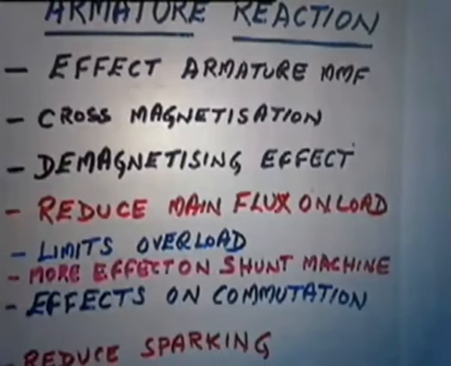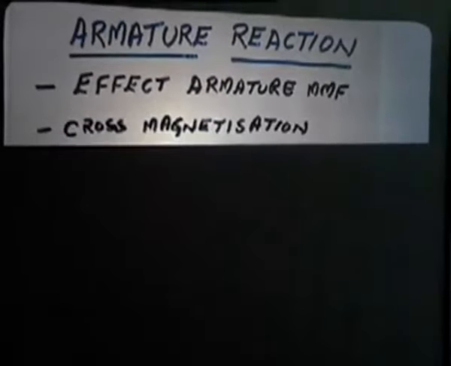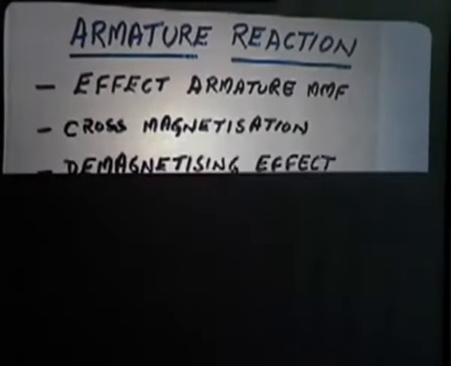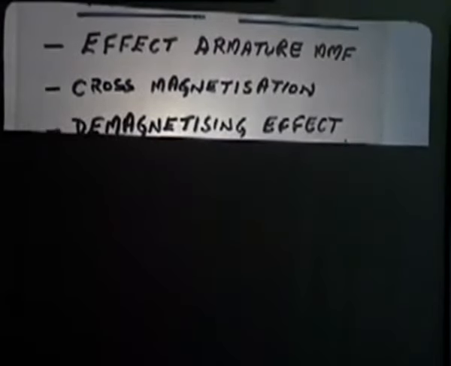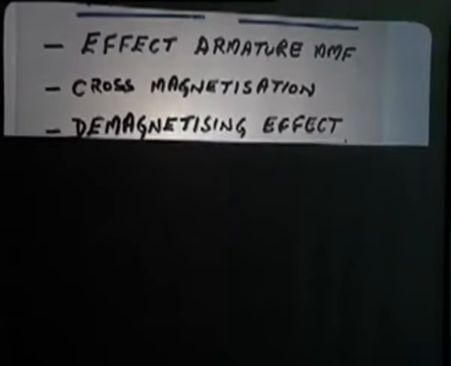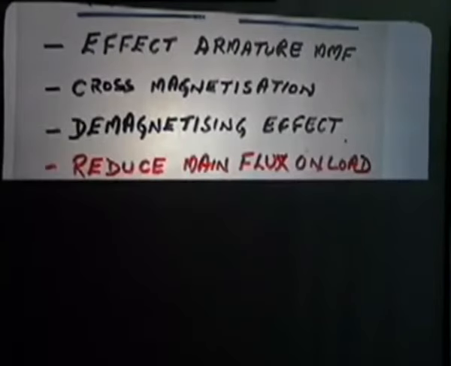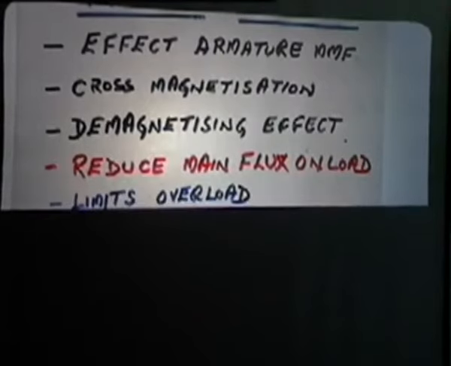So we see the following. One is there is a cross magnetization, which results in a demagnetizing effect. So that means there is a reduction in main flux on load. Okay. So the more you load, the more reduction there is. Okay. Now this will have an immediate effect on limits on overload.